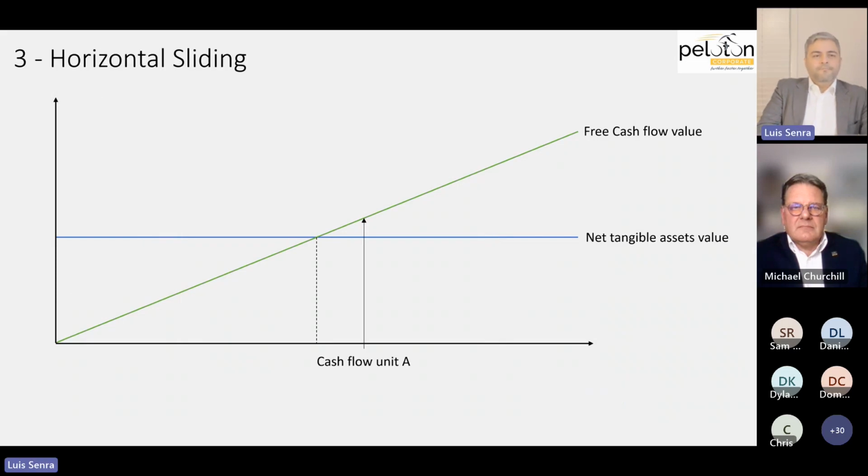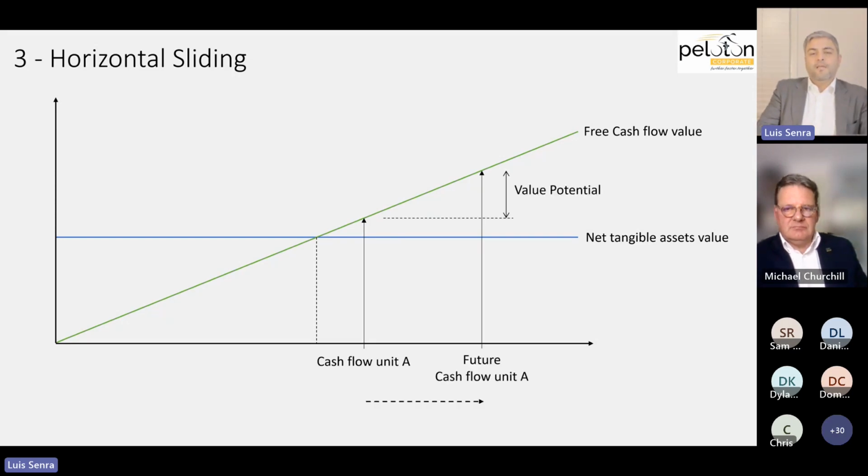The third way to create value out of four, it's almost there, is the horizontal sliding. Different than the vertical sliding, where I'm trying to improve the multiplier, this is sliding the company to the right. So actually, I'm creating a future company, a future cash flow unit that has a value potential. This is the most classic way to create value used by normal executive teams.